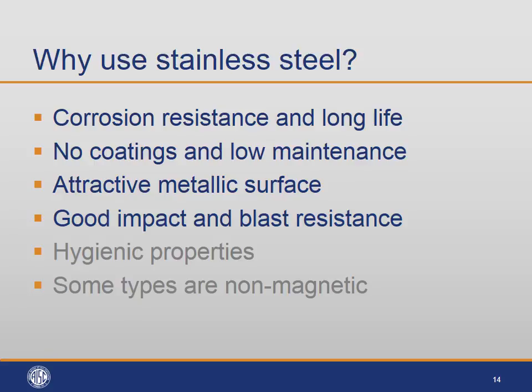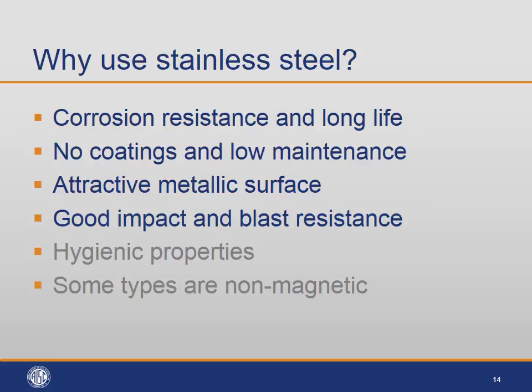So, a quick revision, because this was discussed last week. Why would you want to use stainless steel in construction? Well, the main reason is because of its corrosion resistance and its long life. Stainless steel doesn't need any special coating because it has a layer of chromium oxide on its surface that forms spontaneously in the presence of air. So it's ideal for structures where you want low or no maintenance.